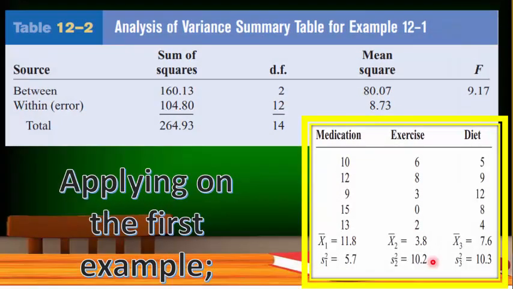Now we have here the analysis of variance summary table that we obtained earlier from Example 1. This is the raw data and our summary table that we formulated earlier. We're going to apply the Scheffé test on that example situation since we earlier rejected its null hypothesis.